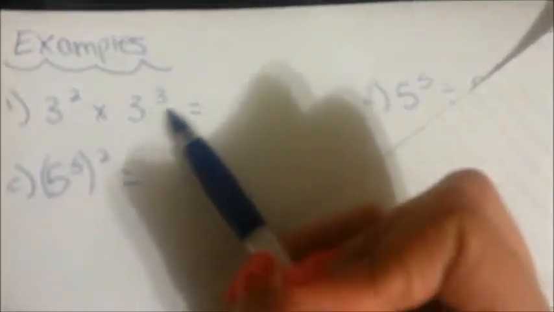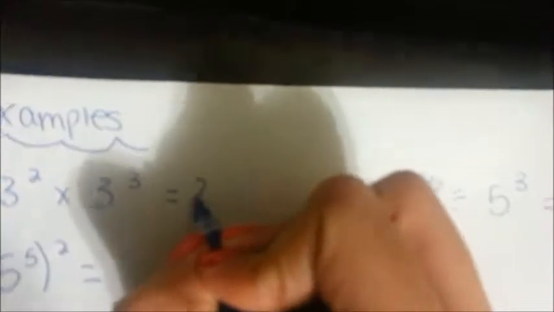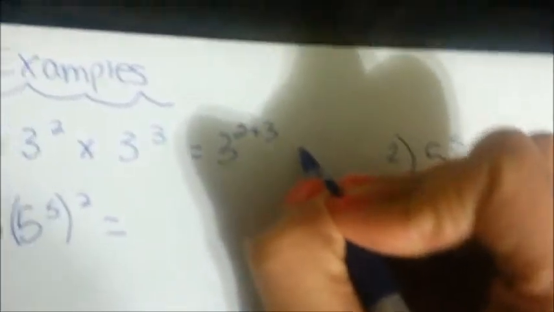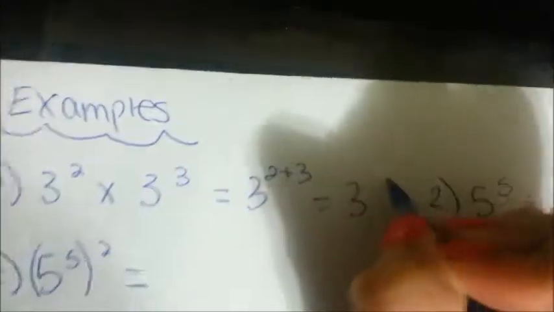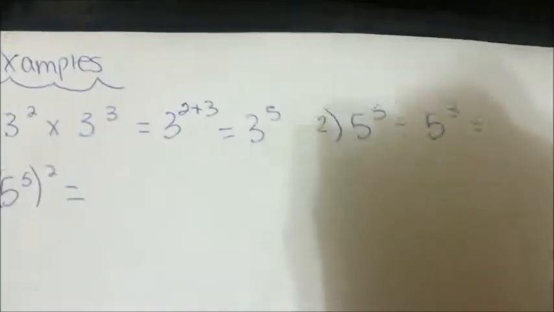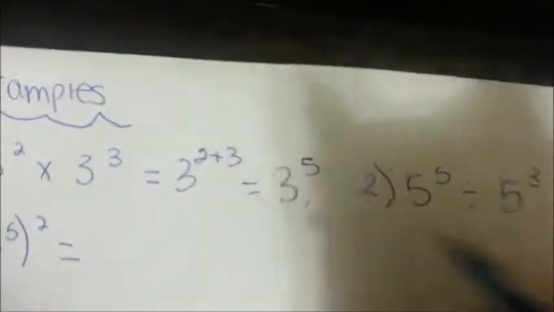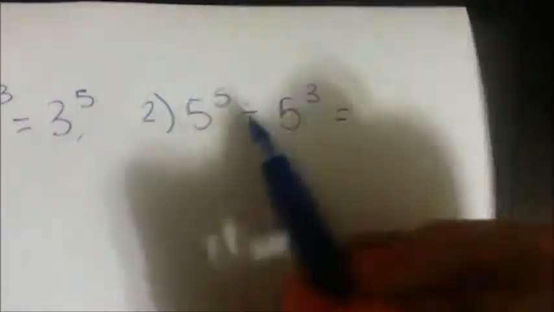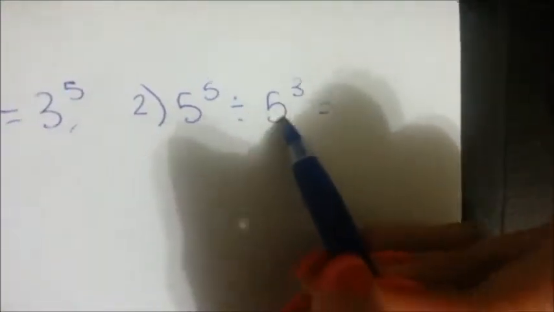So now we're going to do examples for the exponent laws we have learned. The first example is 3 to the power of 2 times 3 to the power of 3. Since this is multiplication, you would add the two exponents. So you would do 2 plus 3, and then you would get 3 to the power of 5, which is the answer.